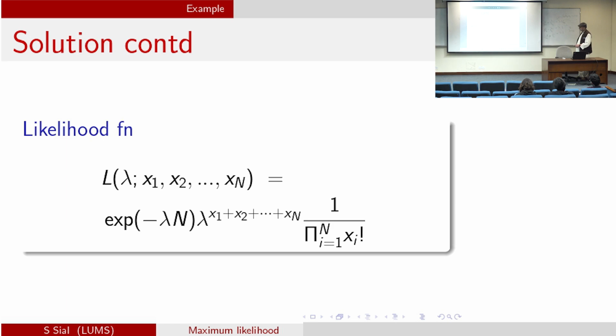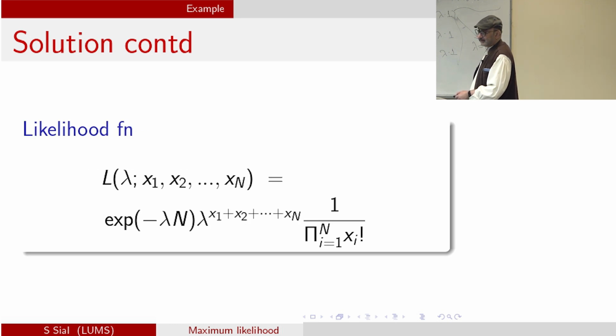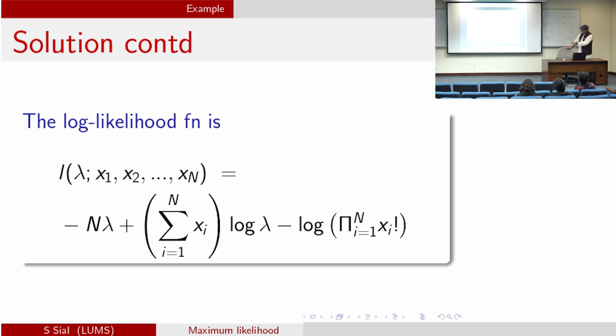All right, so this is our maximum likelihood function, and we're thinking of it as a function of lambda. Now if we take the logarithm of that, the log and exponential cancel each other out, so we get negative lambda n plus the sum of the xi's times the logarithm of lambda, and then we're subtracting the logarithm of this product. So there's a lambda here, there's a lambda here, there's no lambda in here.